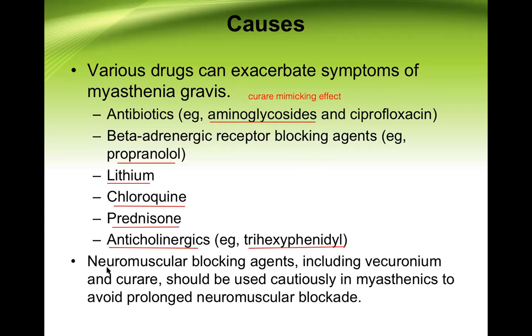On the other hand, neuromuscular blocking agents like vecuronium, pancuronium, even curare should be used very cautiously in a myasthenic patient to avoid prolonged neuromuscular blockade. They already have muscle weakness because of those abnormal antibodies. On top of that, if we give a neuromuscular blocking agent, the patient will have prolonged muscular weakness. So this is not a good combination in this situation.